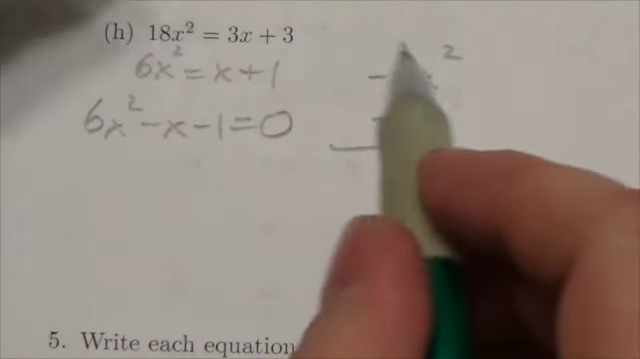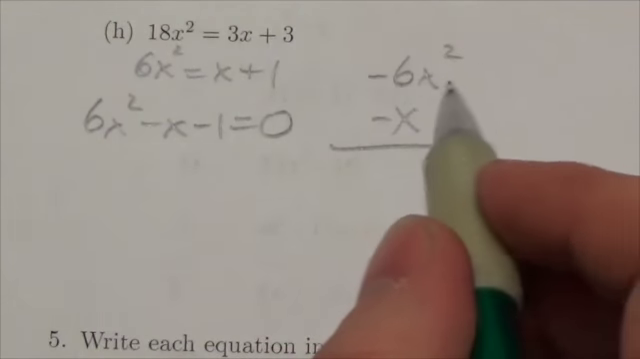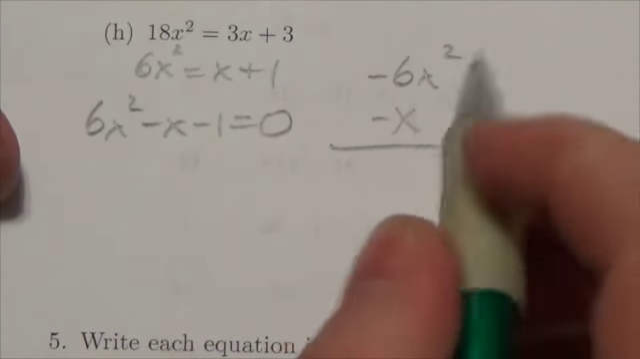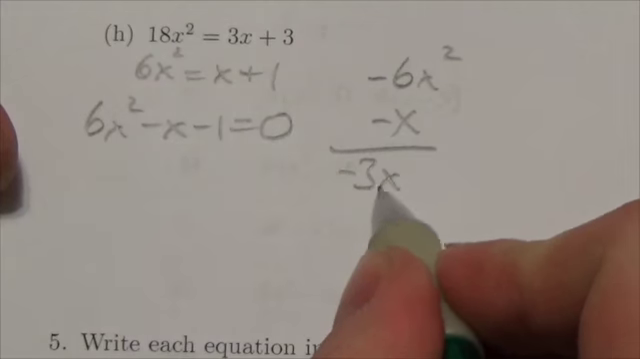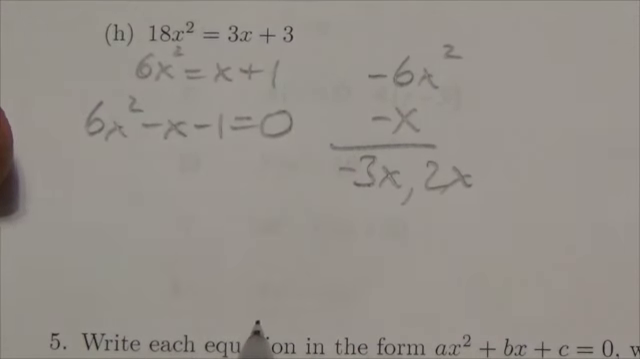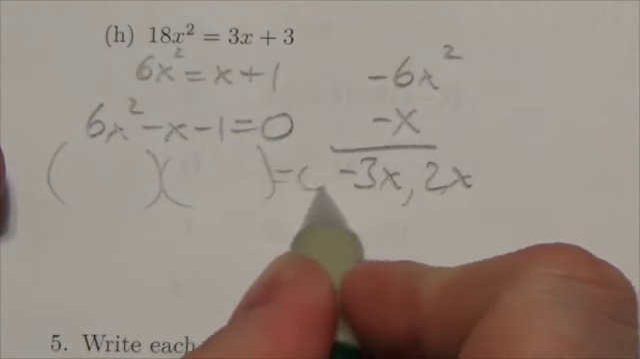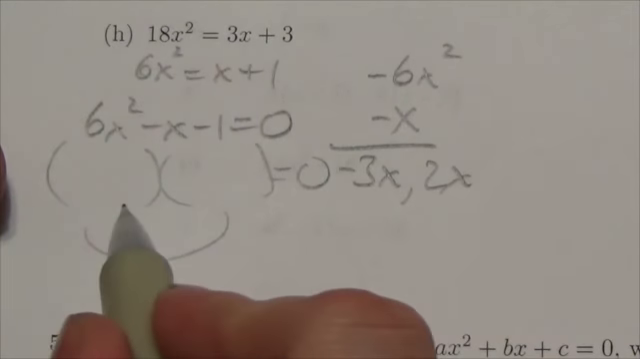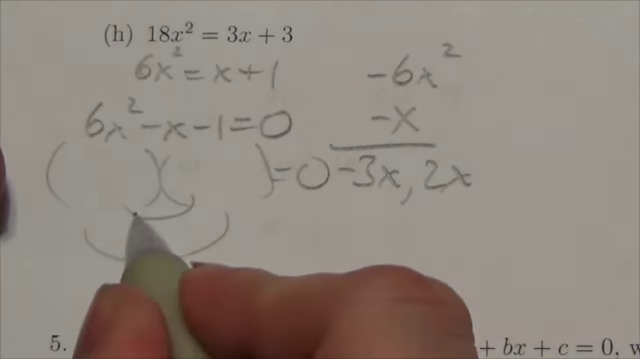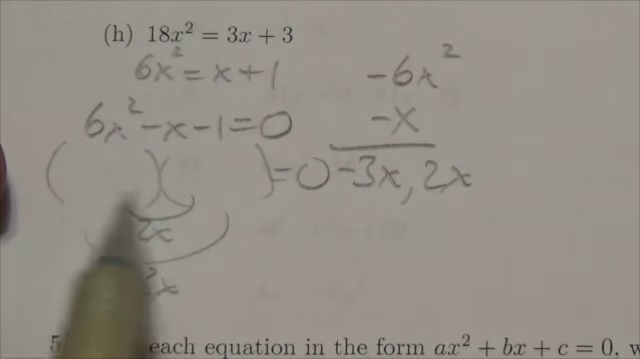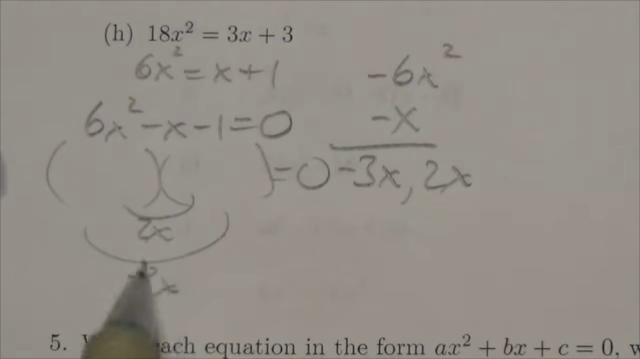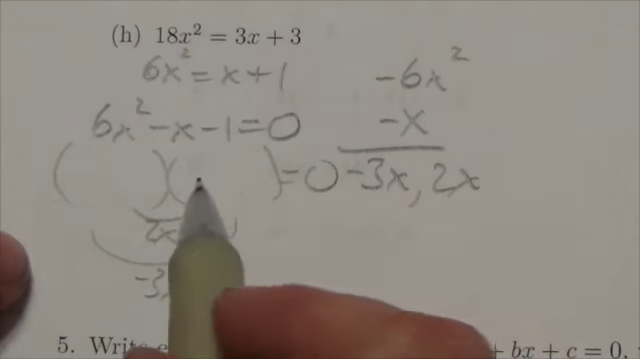Because the product is negative, they've got to have different signs, and because the sum is negative 1, the bigger one has to be negative, so it's got to be negative 3x and 2x. So I put my binomials there, and I remember that these two values that I just found are not necessarily terms in the binomial. What they are is the outer and the inner products.